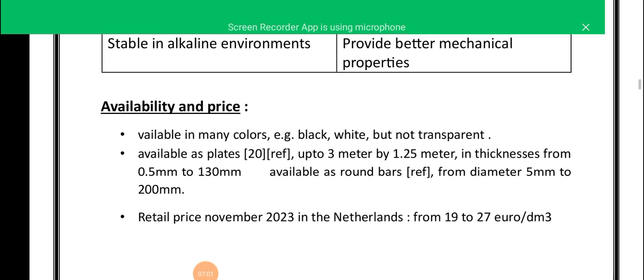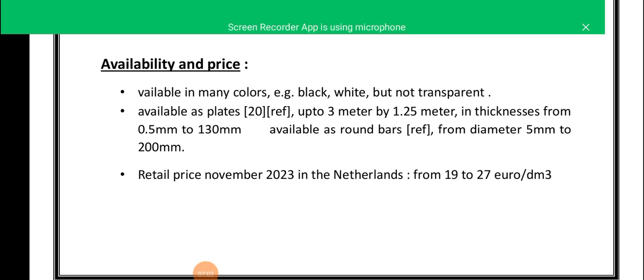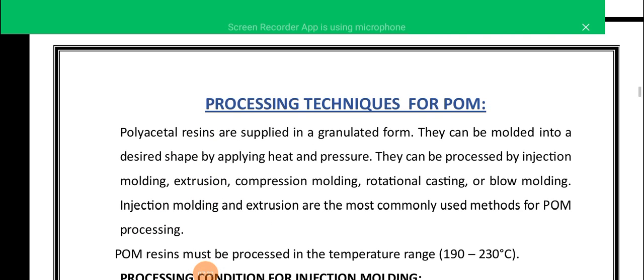Availability and price. Polyoxymethylene is available in many colors like black and white, but it is not available in transparent. It is also available as plates up to 3 meters by 1.25 meters in thickness from 0.5 millimeter to 130 millimeters, and it is also available as round bars from diameter 5 millimeters to 200 millimeters. Its retail price in November 2023 in the Netherlands is 19 to 27 euro per dm cube.